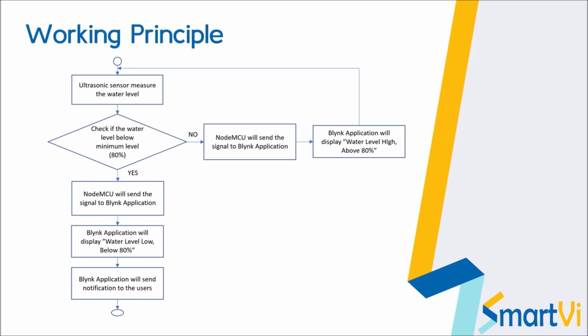The working principle for this module is, the ultrasonic sensor will measure the water level. If the water level is below the minimum level, which is 80%, NodeMCU will send the signal to the Blynk application. Then, the Blynk application will display water level low, below 80%. The Blynk application also will send a notification to the user so they can take several actions to prepare the water.